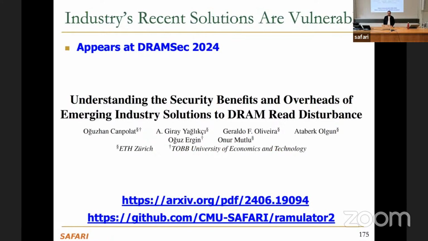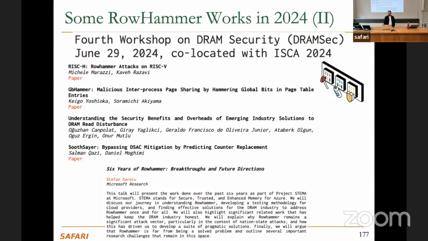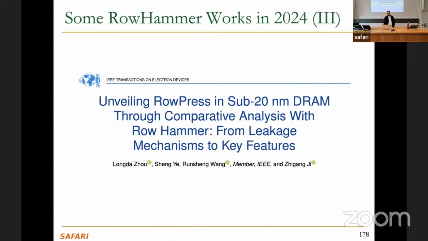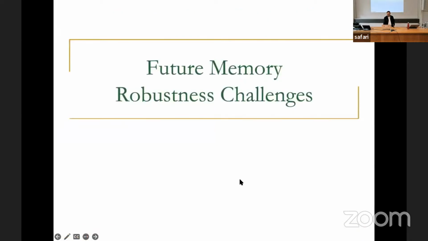We have more solutions in the industry as well that we will talk about. When you look at the programs of the major conferences in 2024, you can see a lot of papers about RowHammer. You have workshops fully about RowHammer. All the papers are about RowHammer in this DRAM security workshop. You have circuit-level simulation studies that Hasan will talk about tomorrow. And in the upcoming MICRO conference, we have a session dedicated to RowHammer with three RowHammer papers.